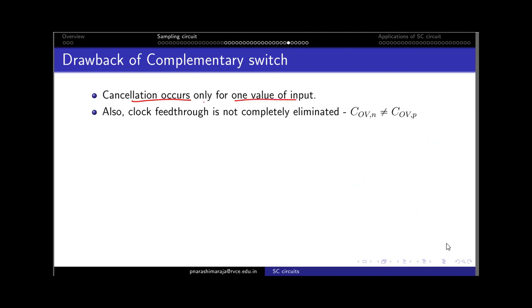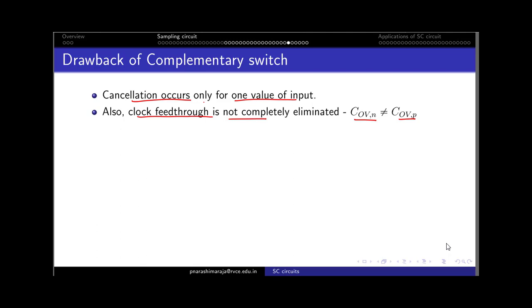There is also one more thing that one has to encounter with respect to the cancellation of our clock feedthrough. Clearly the clock feedthrough error is not completely eliminated, just because in general the COV of NMOS is not equal to the COV value of our PMOS, due to which in general they will not cancel each other. So that's again a drawback from the perspective of the clock feedthrough error.